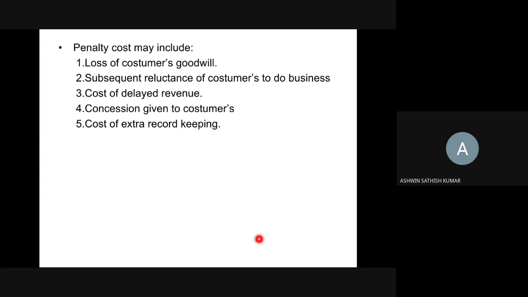Cost of the extra record keeping. When we have to log the customer's identity and customer demand, we have to manage it, and we have to incur some extra cost for maintaining this. So that is the cost of the extra record keeping.